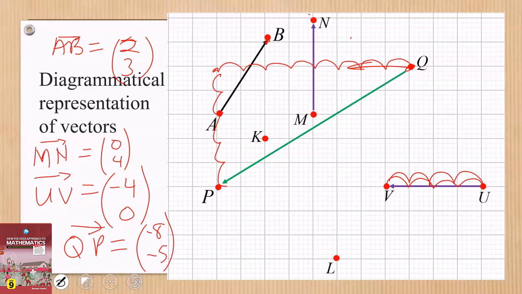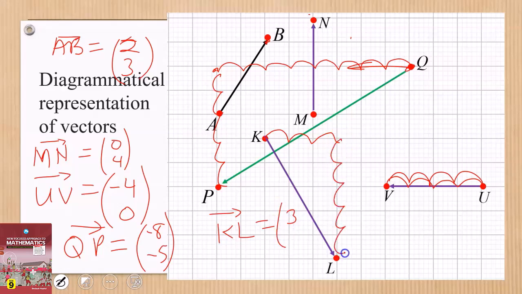Right. Now let's try the last one, which is vector KL. To start from K and move to L, we need to move along the x-axis 1, 2, 3, so that is positive 3. And then on the y-axis we move 1, 2, 3, 4, 5, and that is negative 5. So the vector KL will be (3, -5). Good. So that is how we represent vectors using diagrams.